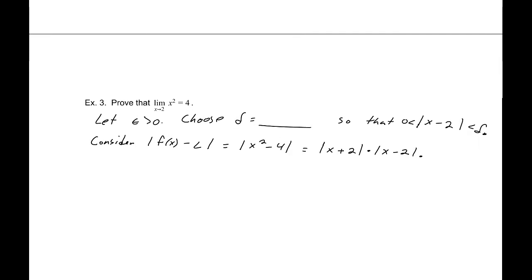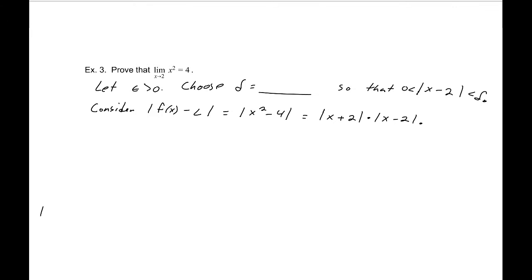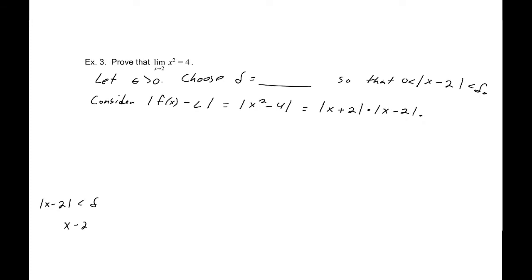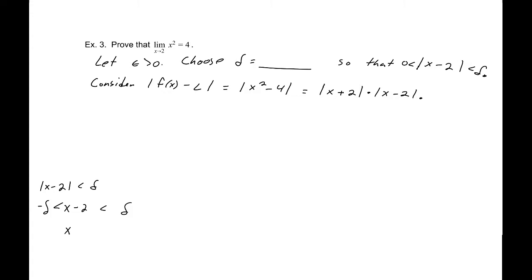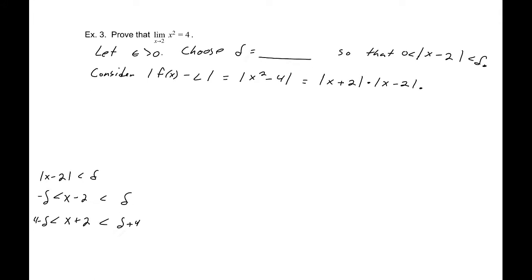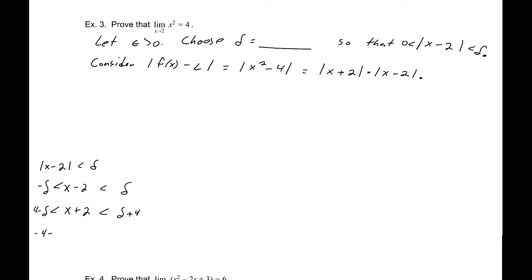Okay. Now, this is where the complication comes in. I have an x plus 2 and an x minus 2. I happen to know, and I'm going to do a little bit of scratch work down here, that the absolute value of x minus 2 is less than delta. All right, well, that means x minus 2 is between negative delta and delta, once I drop the absolute value bars, which means that x plus 2 is between 4 minus delta and delta plus 4. Okay, I'm going to change that just a little. Let's make that minus 4 minus delta is less than x plus 2 is less than delta plus 4. I've actually lowered my lower limit, so that is perfectly fine.